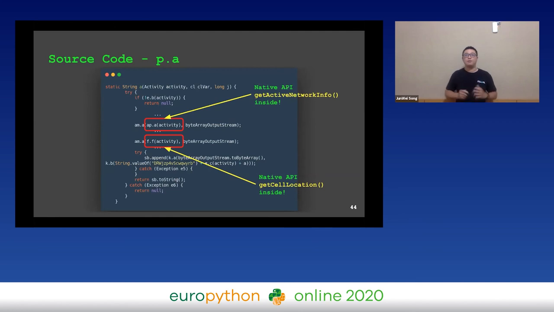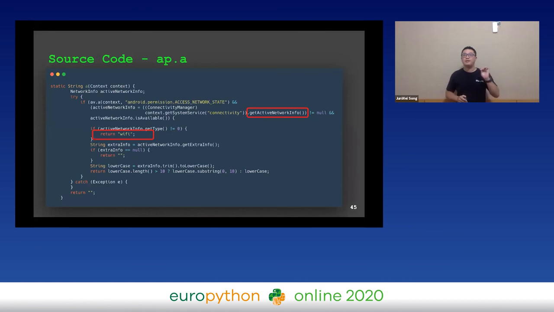Let's locate the function p.a. And we found out that there are two functions that contain the two native APIs respectively. There are ap.a and f.f. If we dive into the source code of function ap.a, we will see that it contains the native API get active network info. And if we dive into the function f.f, we will see that it contains the native API get cell location. So the code here means after collecting information from function ap.a and f.f, they send the information as an input for function am.a.